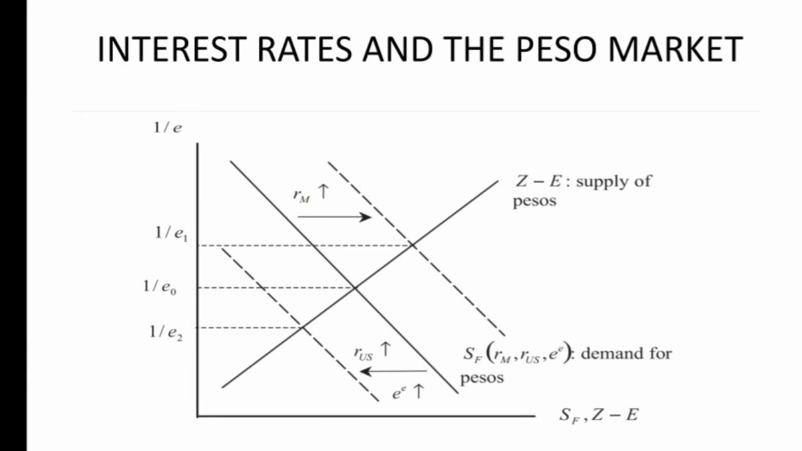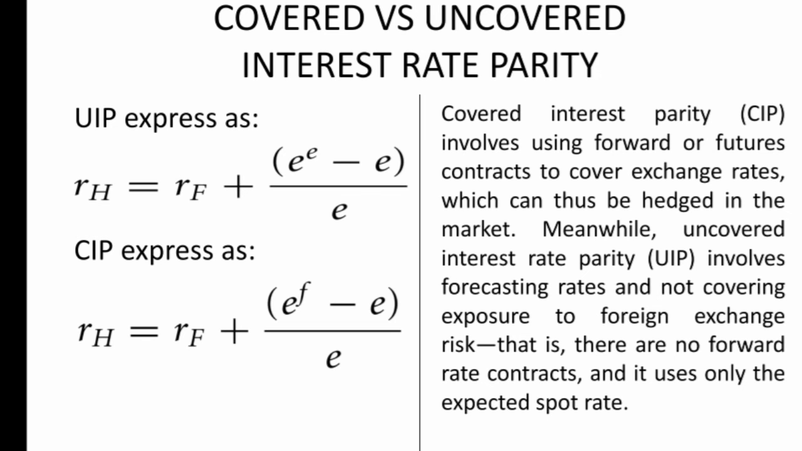So this is called expectation-driven capital outflow, which contracts the trade deficit via the exchange rate, and an increase in the expected future exchange rate for Mexico, the home country currency, causes a depreciation of the Mexican currency in a flexible exchange rate. Now I'm going to explain covered versus uncovered interest rate parity.